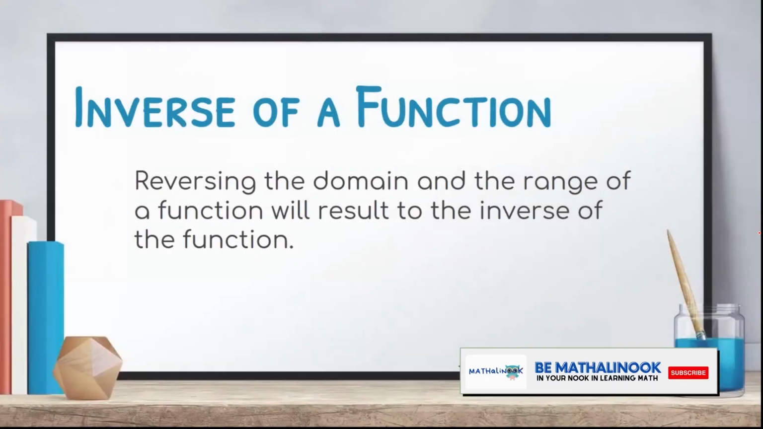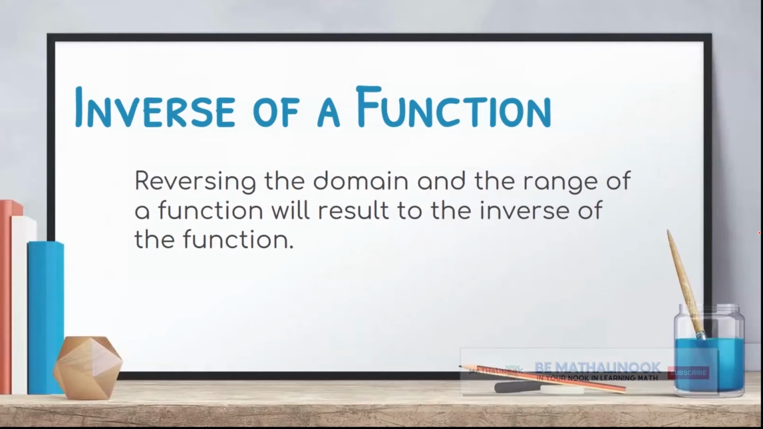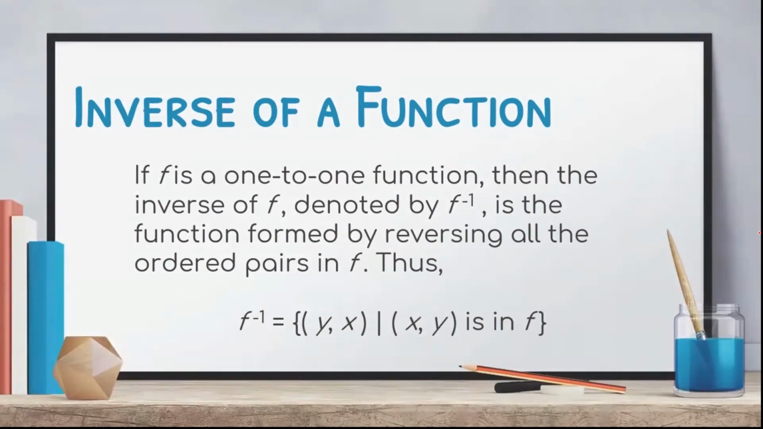In this video, we will discuss the inverse of a function. Reversing the domain and the range of a function will result in the inverse of the function. If f is a one-to-one function, then the inverse of f, denoted by f raised to negative 1, is the function formed by reversing all the ordered pairs in f. Thus, the inverse of a function is equal to the set of (y, x) such that (x, y) is in f.